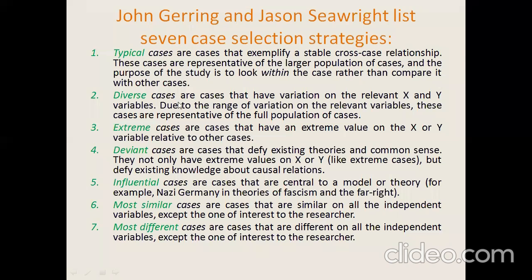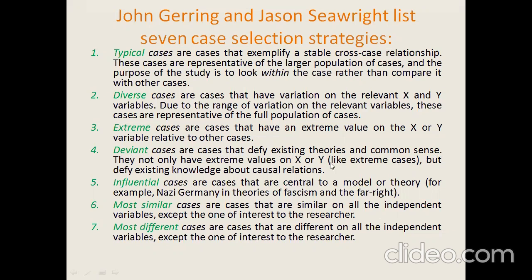The second one is the diverse case. Diverse case means, as the name indicates, the variables will be more diverse. Diverse cases are cases that have variation on the relevant x and y variables. Due to the range of variation on the relevant variables, these cases are representative of the full population of cases. The third one is the extreme case. Extreme cases are cases that have an extreme value on the x or y variables relative to other cases. The fourth one is the deviant case.